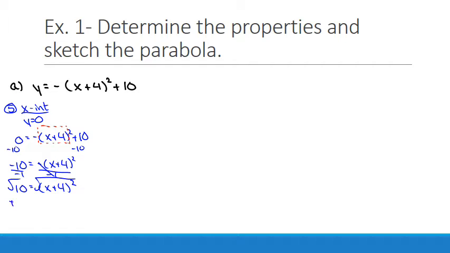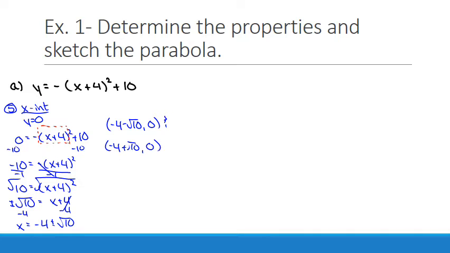So now I have plus or minus root 10 equal to x plus 4. And now I subtract 4. And I come up with the following expression, negative 4 plus or minus root 10. All right, so what that means, as x-intercepts, is I would have negative 4 minus root 10 as my x value, 0 is my y, and then negative 4 plus root 10 as my x value, and then again 0 is my y.